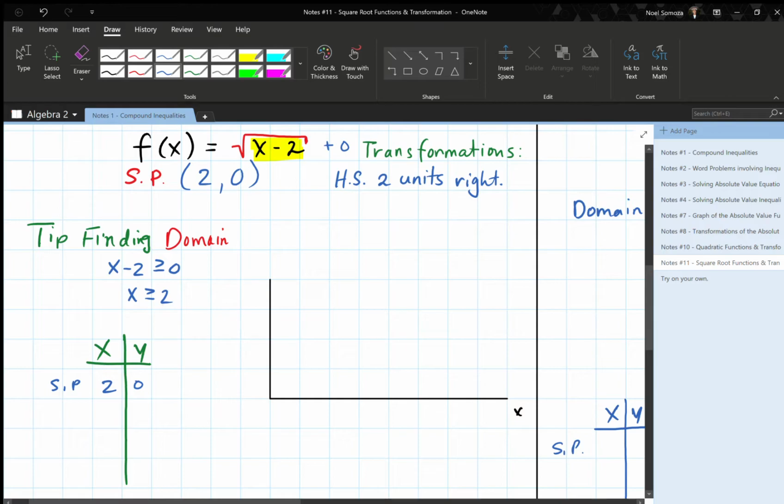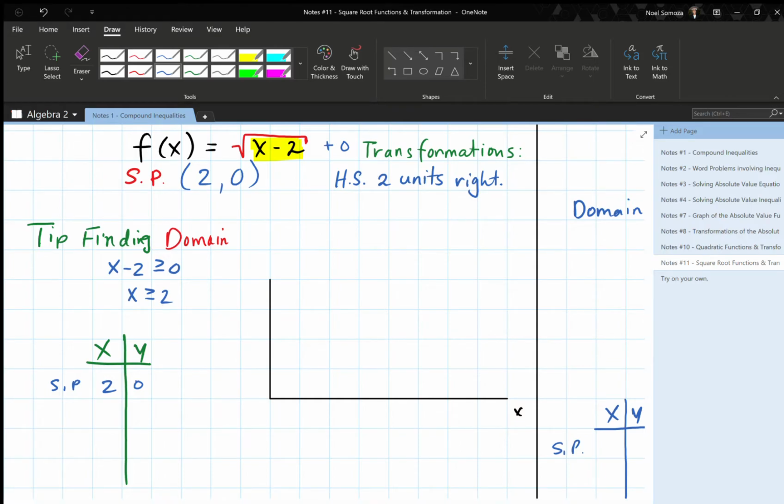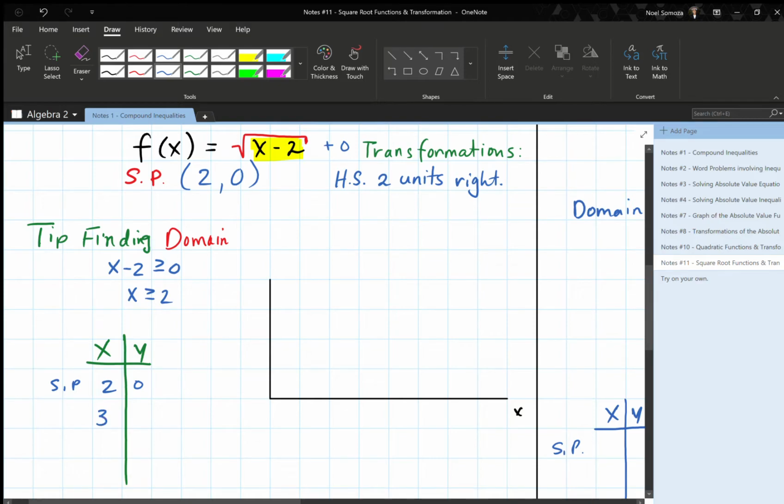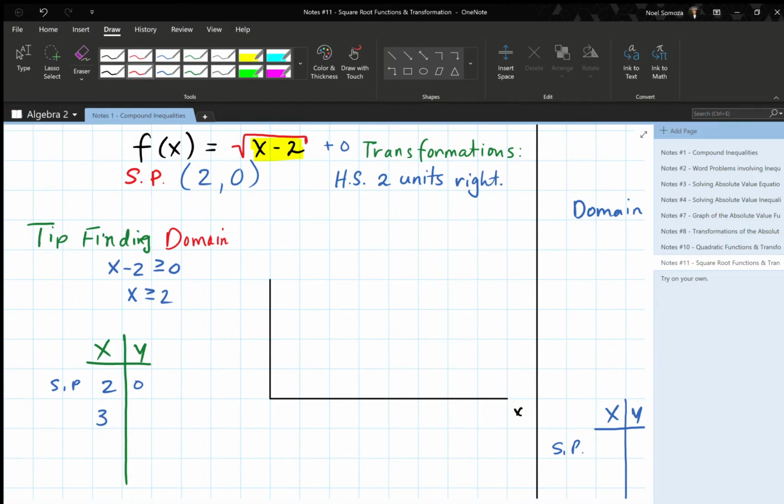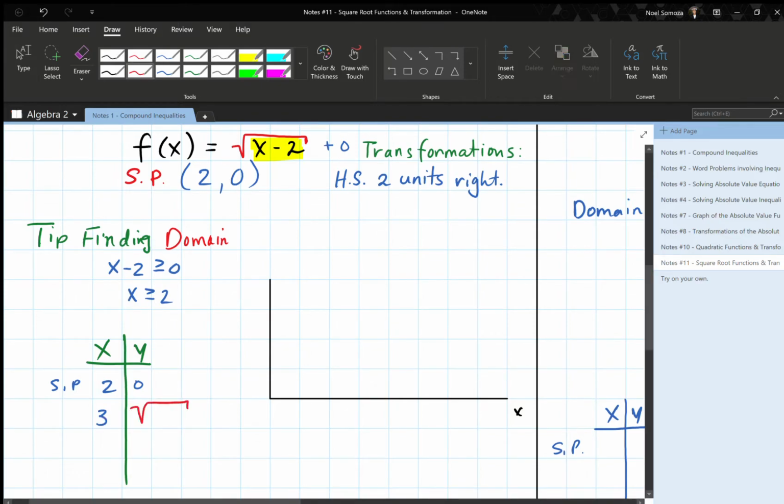Okay. What would be another good input? So when I plug it in and subtract 2, I can take the square root of that. 6, 3. Okay, let's try 3, then we'll try 6. So if I take 3, now I'm going to have the square root of 3 minus 2, right? Which is the square root of 1, which still gives us 1.